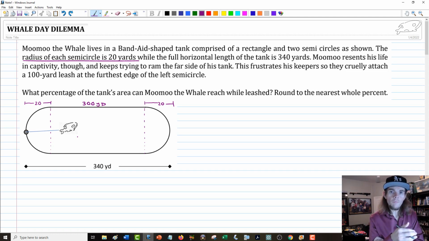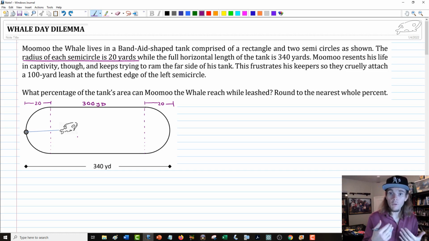Before we attack this problem, we need to get our mind around what sort of movement Moo the whale actually has access to here. If we don't have some command of what that geometry even looks like, we have no hope of actually finding the area that we need.